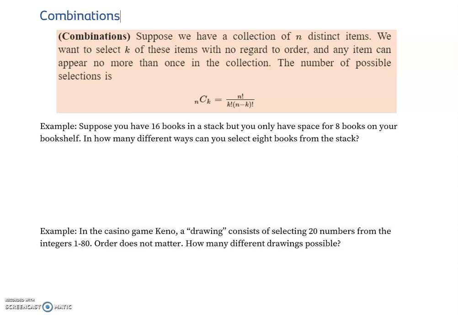So this would be something like a poker hand. The order in which the cards were dealt to you doesn't matter. They're all in your hand. You can move them around in your hand. So yes, it doesn't matter.